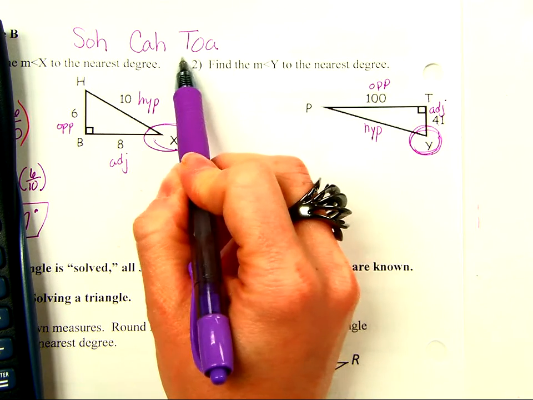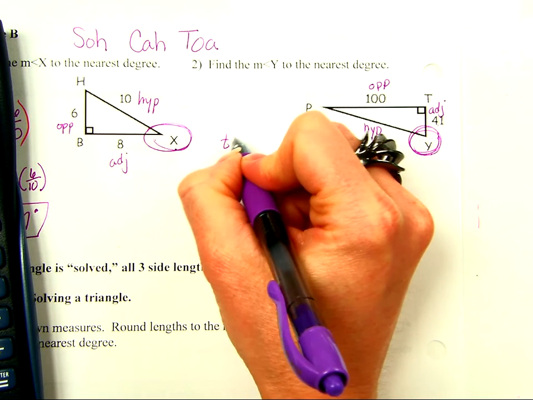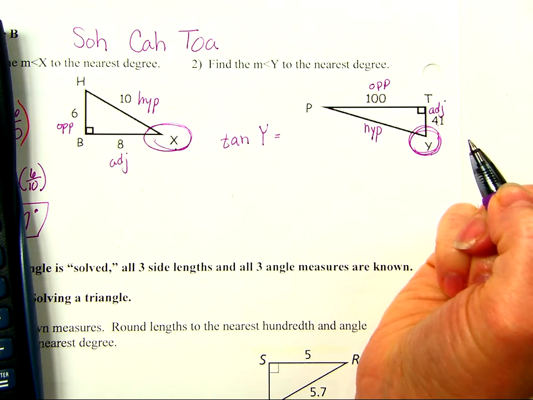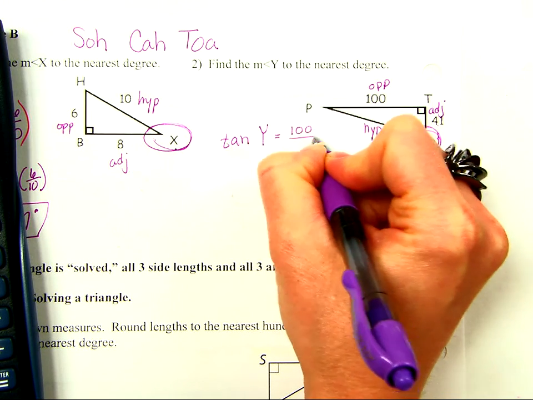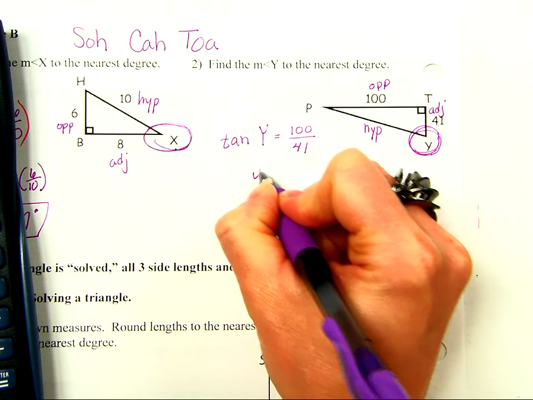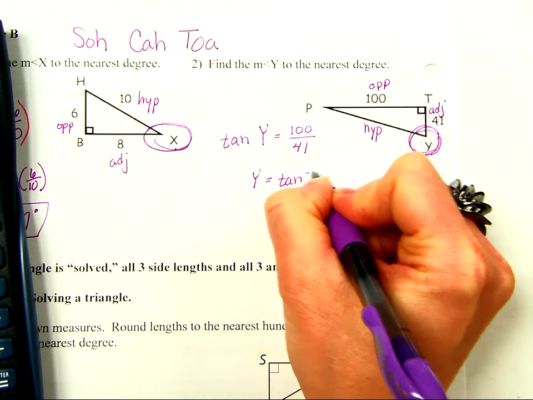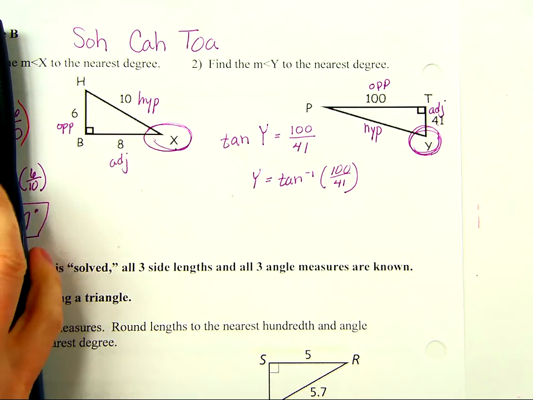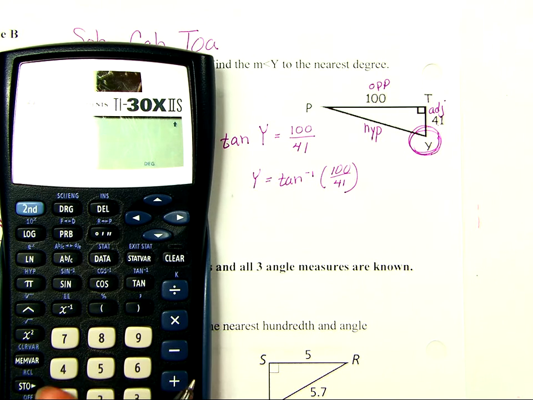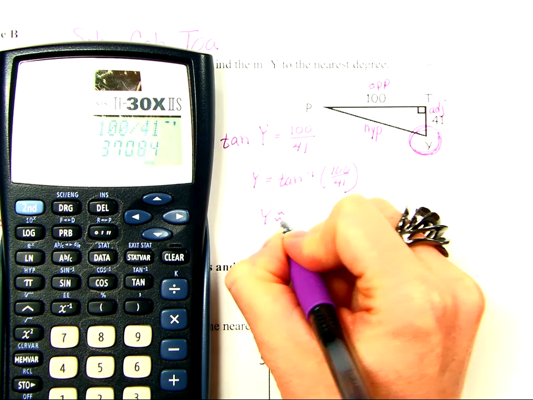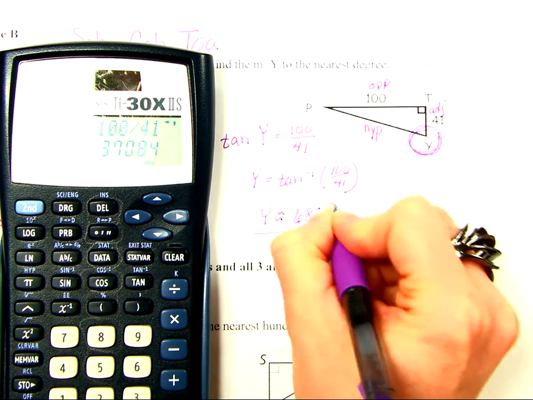That's going to tell me to use T for tangent. So my tangent of angle Y is going to be equal to opposite over adjacent. Again, our order is important. So we know that the angle Y is going to be the inverse tangent of 100 over 41. To the nearest degree, our angle Y is going to be about 68 degrees.